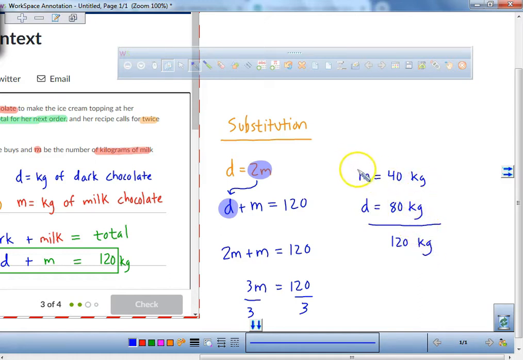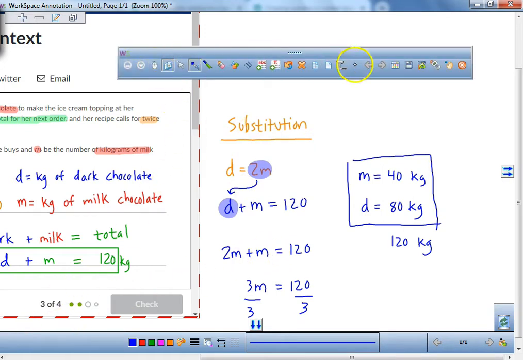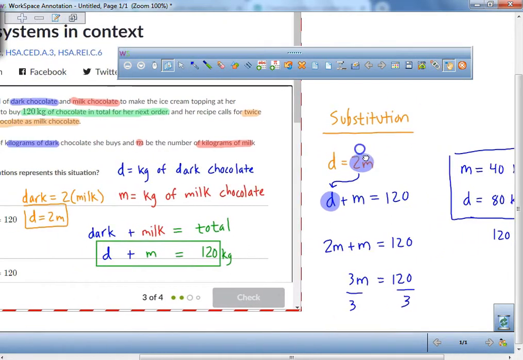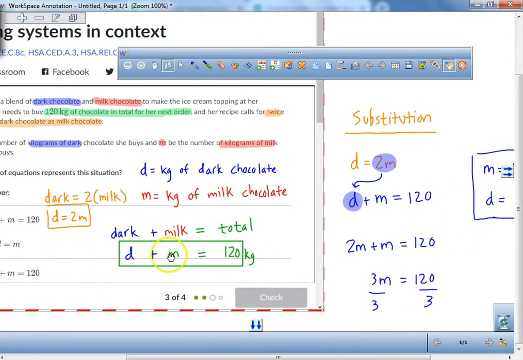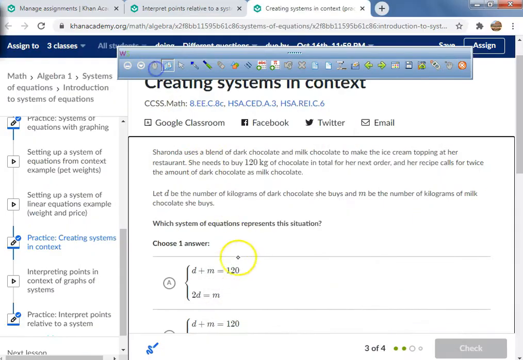120. So if it asked us to solve for it, what would our two answers be? 40 and 80. I know it didn't ask us to solve it, but I just wanted to show you guys the substitution method, where you take one thing and you substitute it in for the other. Okay? All right. So what's our answer for this? What are we looking for? D equals 2m and D plus m equals 120.